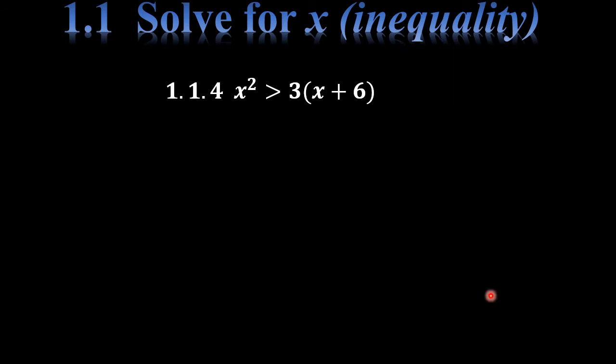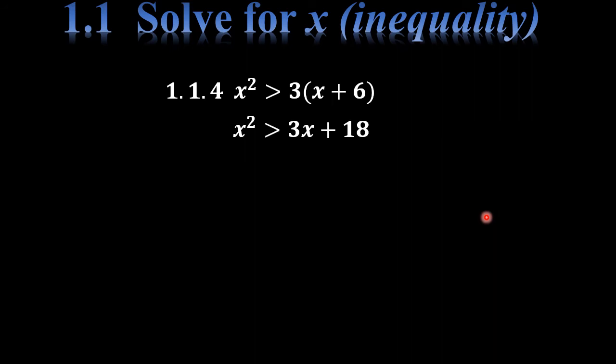But firstly, let's remove the brackets. 3 multiplied by x is 3x. 3 multiplied by 6 is 18. So it means x squared is greater than 3x plus 18. And remember the property of inequality: if you divide throughout by a negative number or multiply throughout by a negative number, then the inequality must change. But in this case, we did not divide or multiply anything by a negative number. That is why the inequality remains intact.